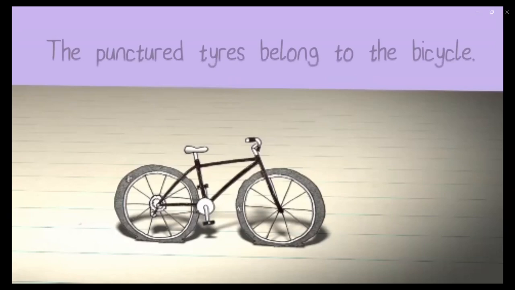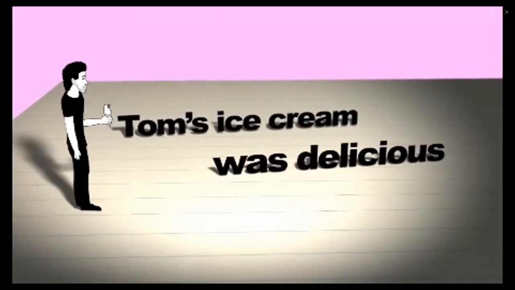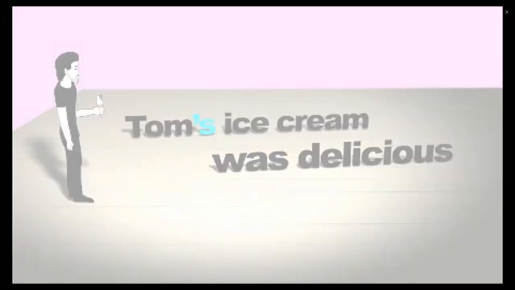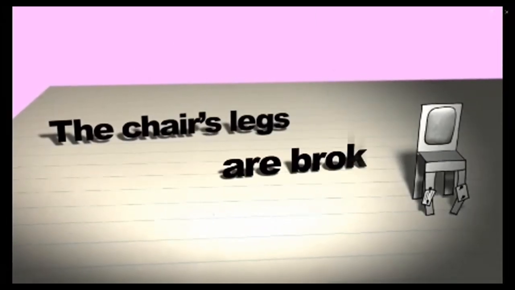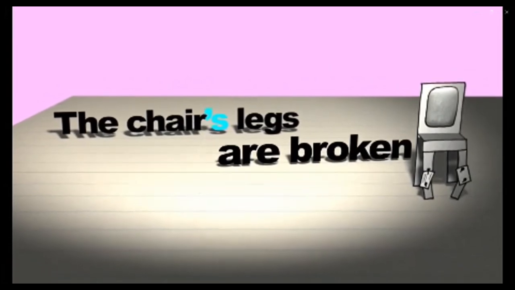Where do we put the apostrophes here? Tom's ice cream was delicious. Here, the apostrophe shows that the ice cream belongs to Tom. The chair's legs are broken. Here, the apostrophe shows that the legs belong to the chair.